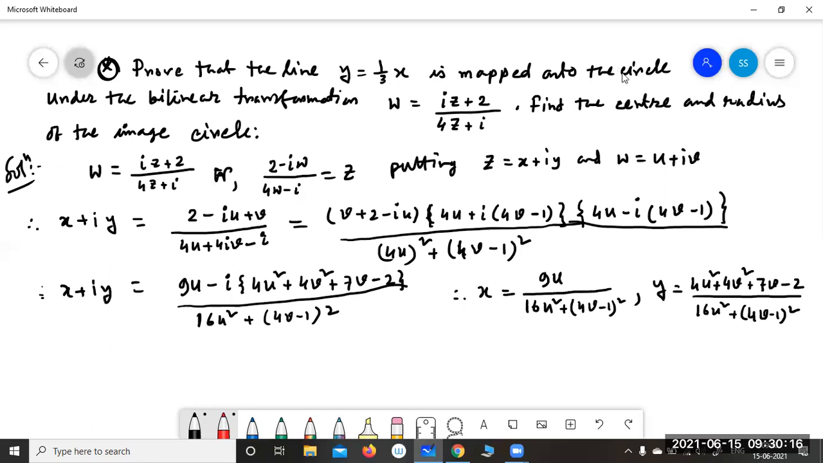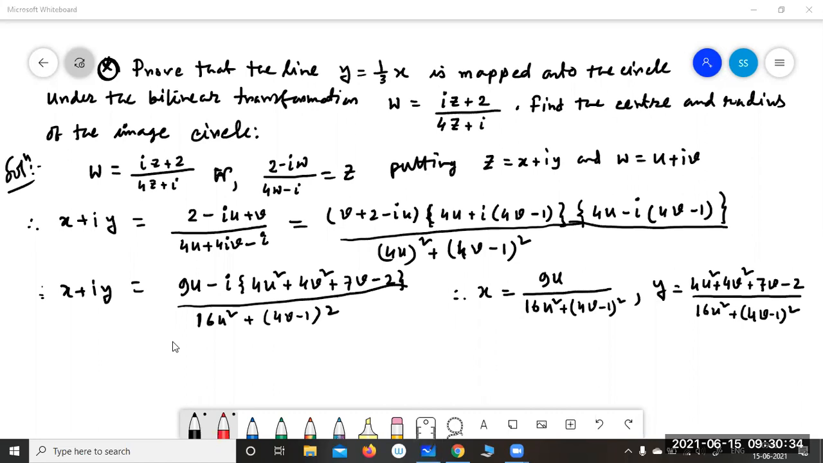Now we have to make the line. Is this part understood? We are just writing it in terms of u + iv, then equating both sides, we got the values of x and y.